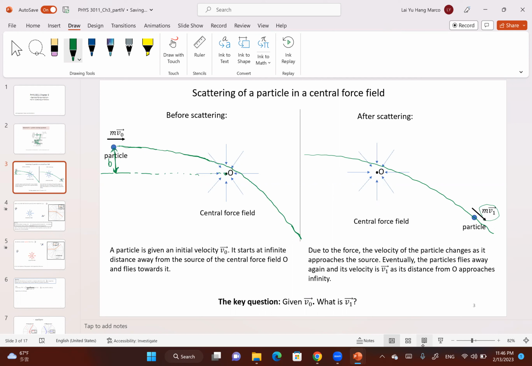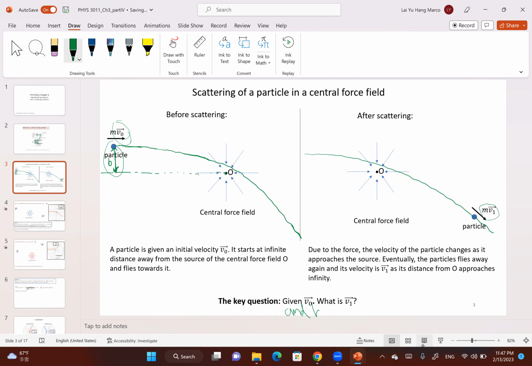So the key question for this chapter is: I give you the initial condition of the particle, which is v0, but actually not just v0, but also this p. What is the final velocity v1? That's the central problem that we are trying to answer.